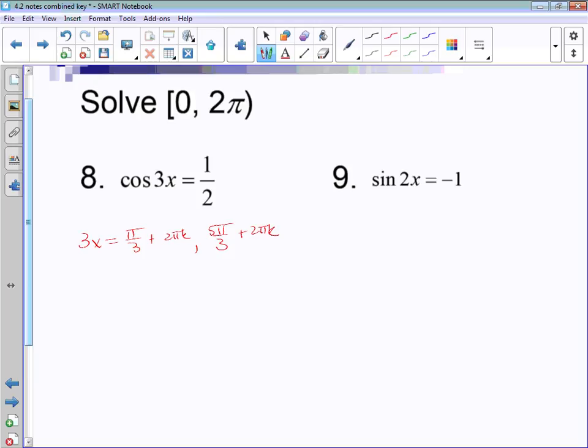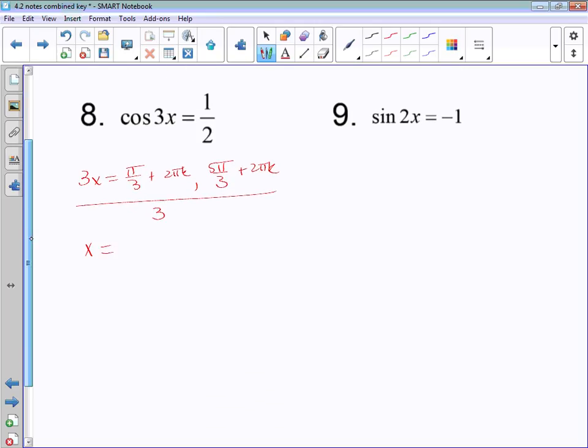How do I know that? That's from your circle. When does cosine equal a half? And then you divide by 3. Not easy. All right, so what's pi over 3 divided by 3? Pi over 9. And then this is 2 pi k over 3. And 5 pi over 3 is going to become 5 pi over 9, plus 2 pi k over 3, right?